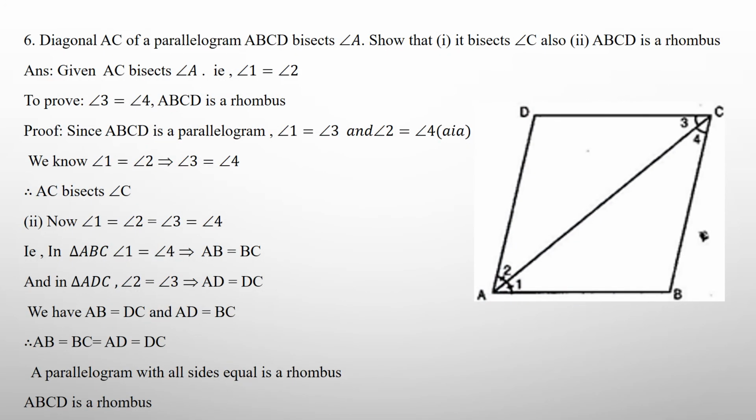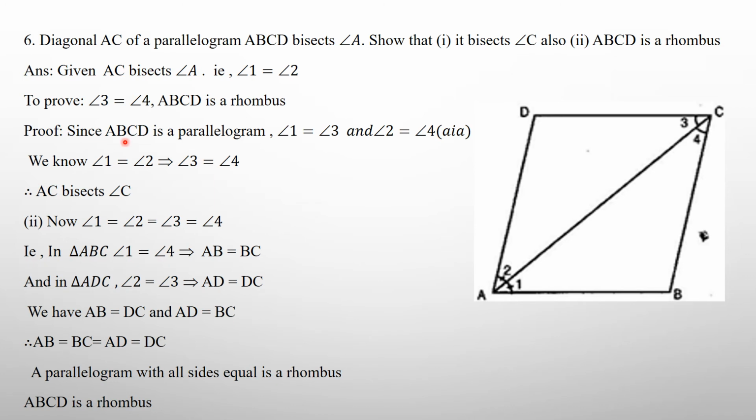Question number 6. Diagonal AC of a parallelogram ABCD bisects angle A. Show that it bisects angle C also. Again, we want to prove ABCD is a rhombus. Here we are given ABCD as a parallelogram and the diagonal AC bisects angle A, which means angle 1 is equal to angle 2. We need to prove this diagonal bisects angle C. That means we need to prove angle 3 is equal to angle 4 and ABCD is a rhombus, which means all the four sides are equal.